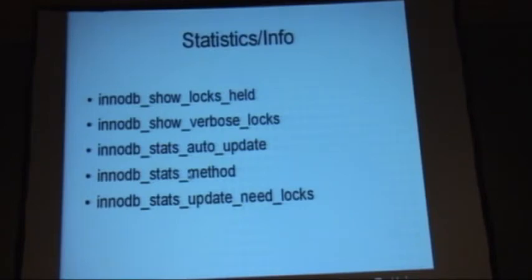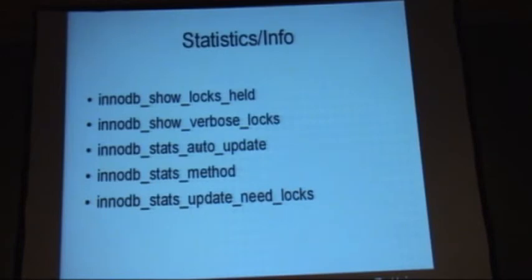So InnoDB stats update need locks, which by default is 1. If you meet contention of the dictionary operation lock, you can set this to 0 to reduce contention, but it actually disables data free in show table status. If you disable stats update need locks, you don't get the data free in show table status. I don't think many people use data free in show table status. Most people just have either auto extend on their IB data files, or they just use InnoDB file per table.